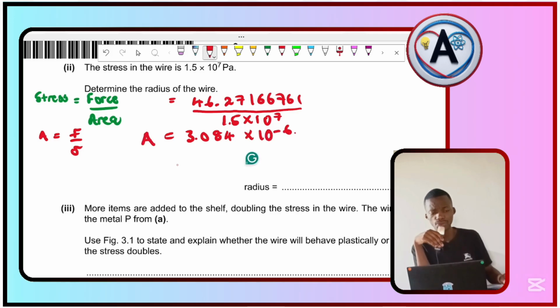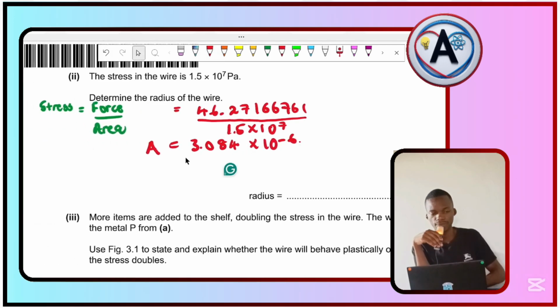Times 10 to the power of -6. Okay, cool. So this is my area, right? But what is area? Well, for a wire, area is actually pi d squared over 4. So area is actually pi d squared over 4.